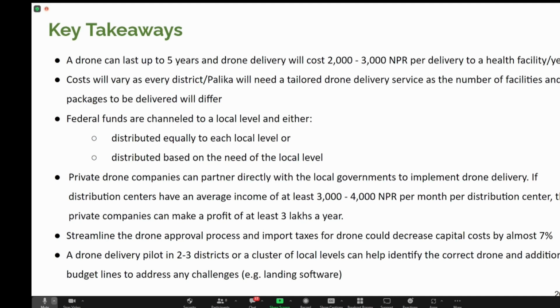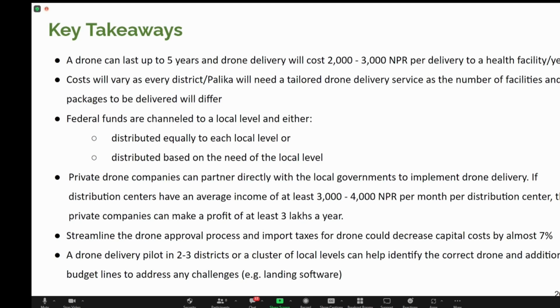When we're looking at actual funds, the federal funds can be channeled to the local level. So each local level can have an equal number of funds and then apply it to a drone system, or it can also be distributed based on the need. Again, because the drone delivery service will look different in each district, it can also be delivered based on the need at the local level.